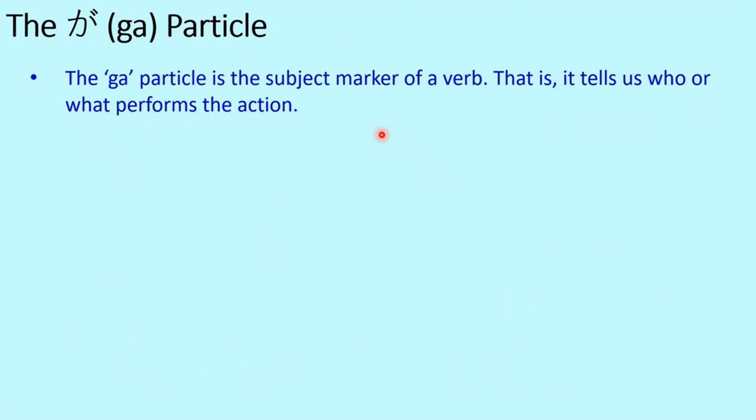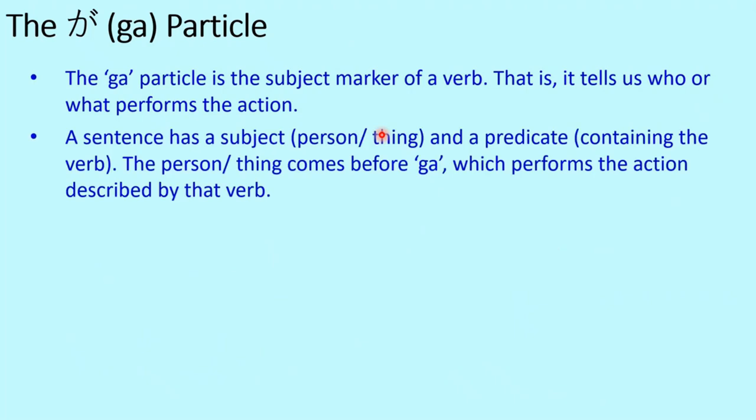The ga particle is the subject marker of a verb. That is, it tells us who or what performs the action. What does that mean actually? A sentence has a subject, that is a person or a thing, and a predicate which contains the verb. So this is a very basic or fundamental definition of a sentence, that a sentence consists of a subject and a predicate. In Japanese, the person or the thing comes before ga, which performs the action described by that verb.